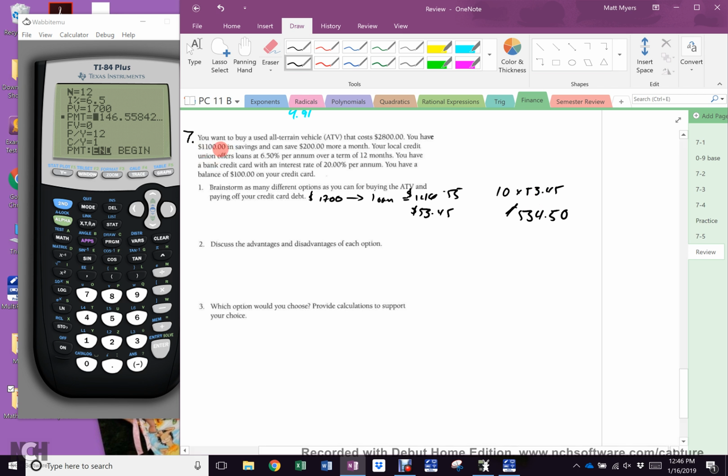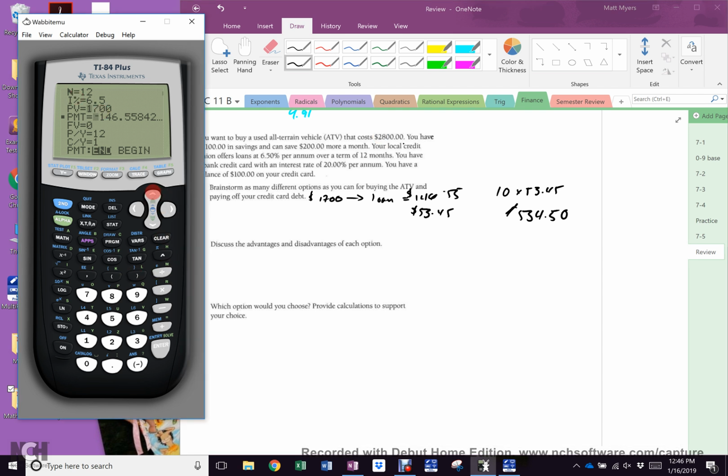What if he saved his $1,100 and took the whole amount? What would change on here? This would now be $2,800, yes? Does anything else change? No, so let's see what happens there. Well, then he would need $241. He can't do that, can he? But he could take a little less, right? What if he took $2,500? Oops. 2,500. 215, still no good. What if he took 2,300?